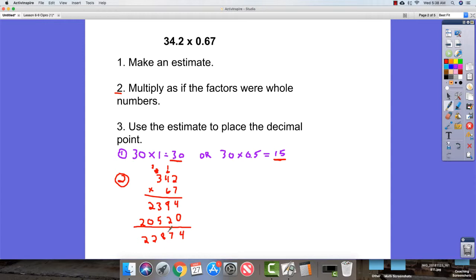Well, based off of my estimate, I know my decimal point should go, the only place where it makes sense should be here. 22 and 874 thousandths. If I put my decimal here, that would only be 2 wholes, and that's not really close to 30 or 15. If I put it back behind my 8, that'd be 228, and that's definitely not close to 30 or 15. So the only place that makes sense is right behind my second 2 here. So that's my tens, my ones, tenths, hundredths, thousandths. 22 and 874 thousandths is my answer.